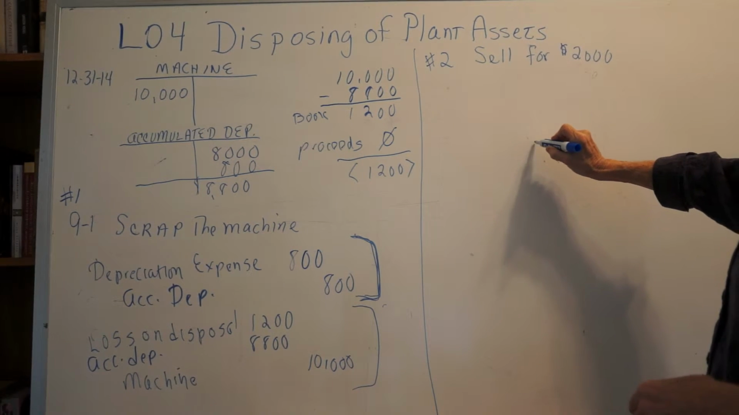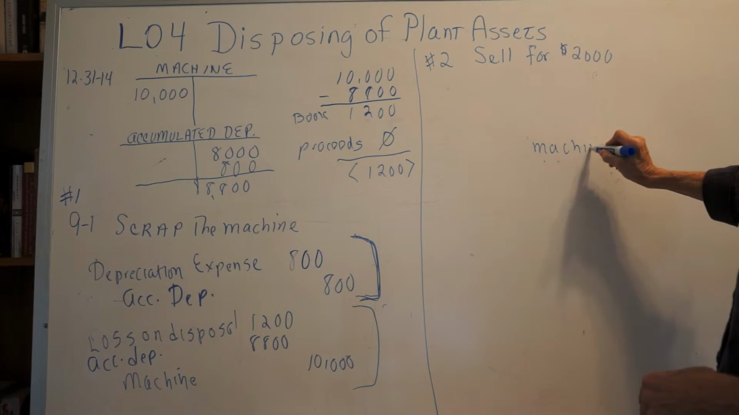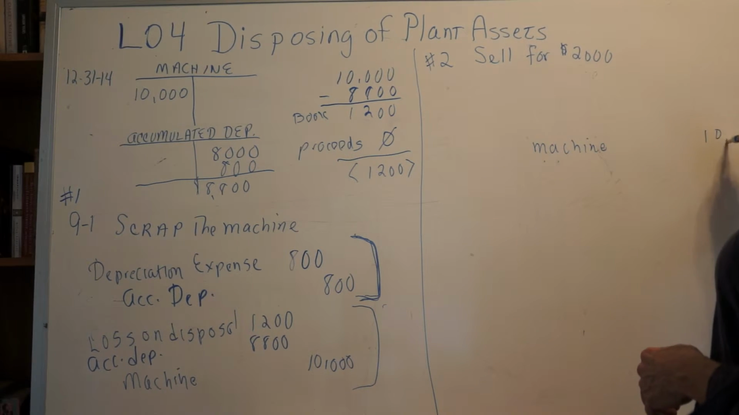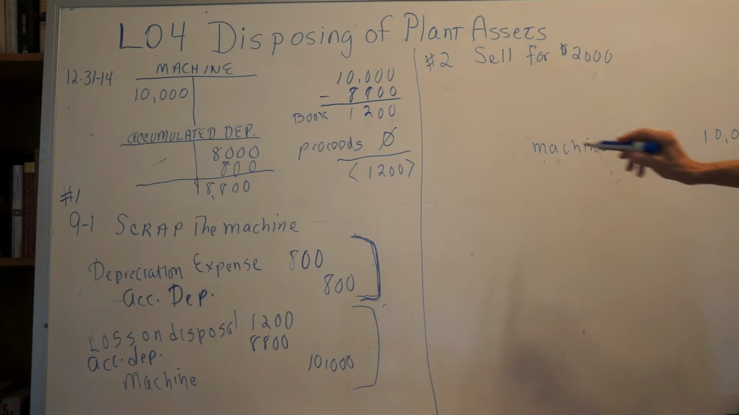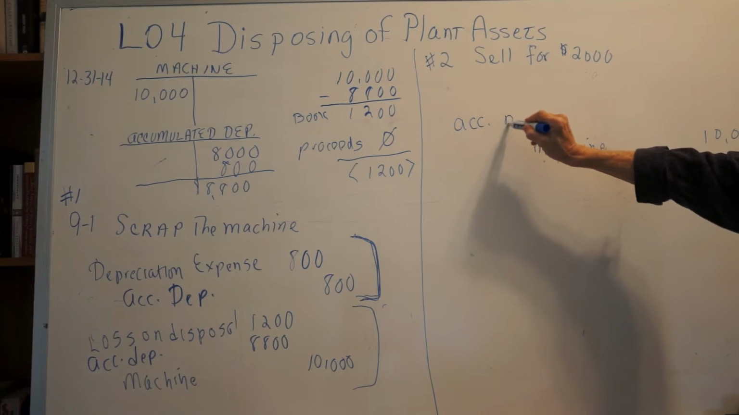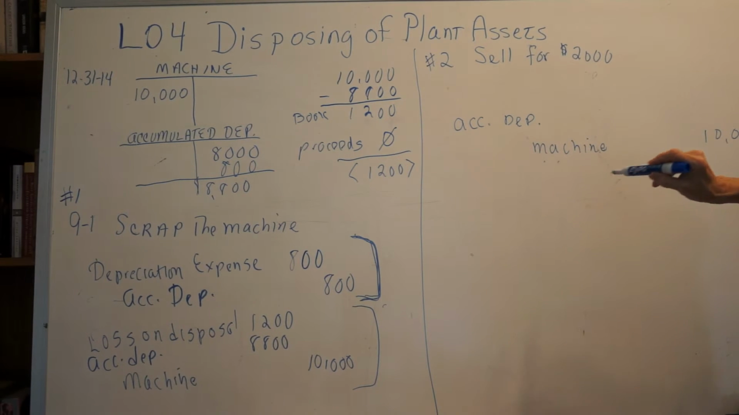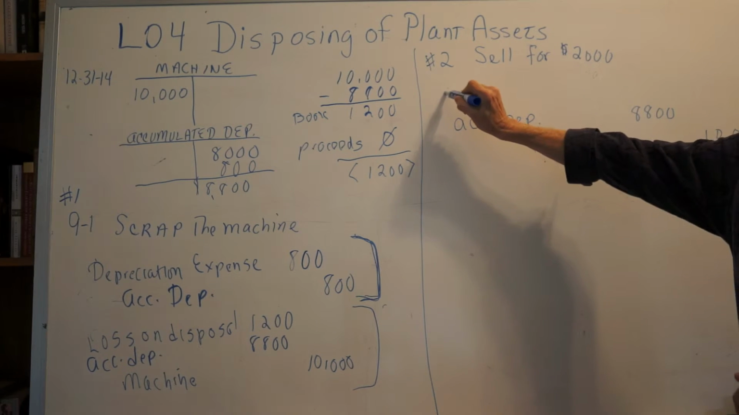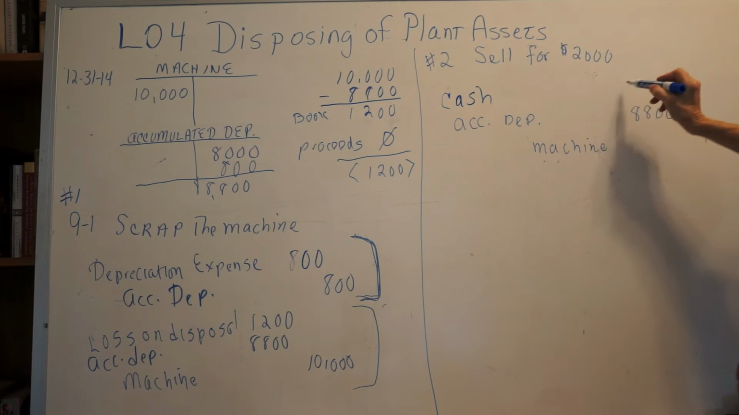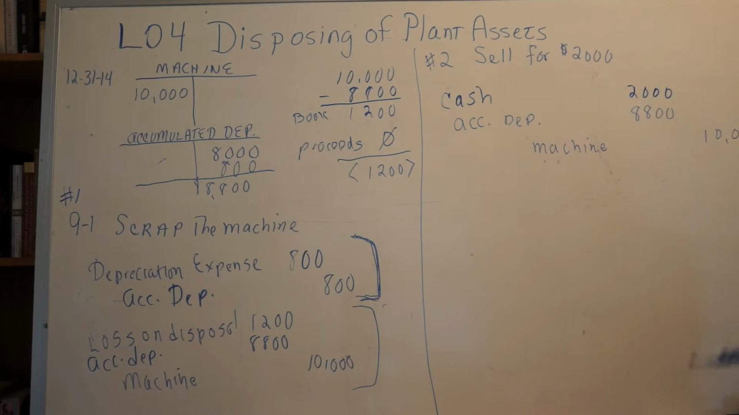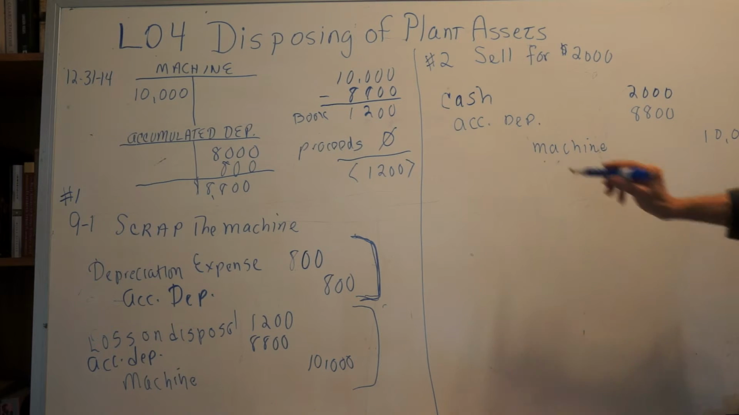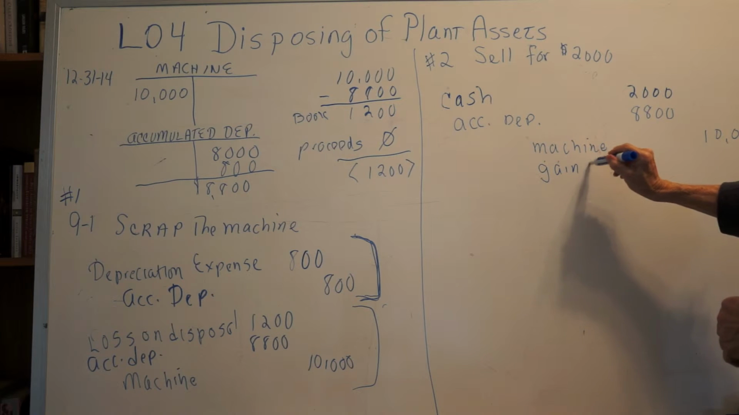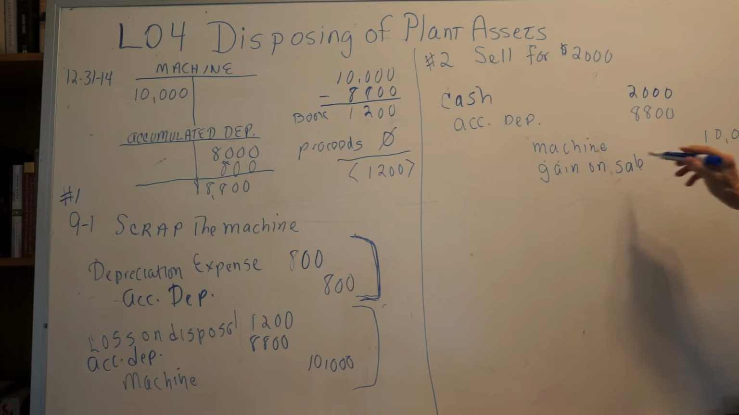We say, okay, we know the machine comes off the books for what it's on the books at, which is $10,000. We know that the accumulated depreciation that goes with that machine also has to come off the books for the $8,800. In this instance, though, we got cash of $2,000. And you can see that this does not add up. And so in this instance, we actually end up with a gain on the sale, and it's a sale, not just disposal, of $800, okay?